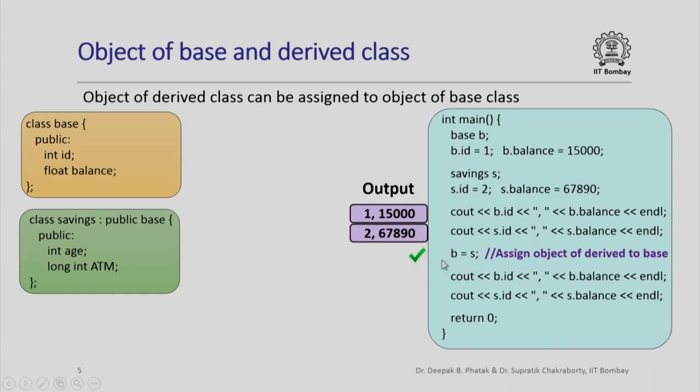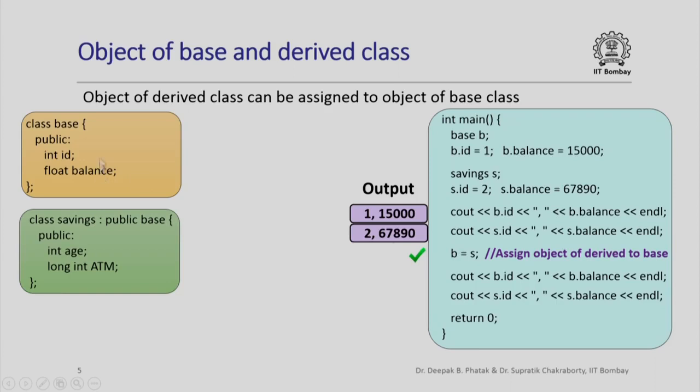After I do this assignment, the object B will get the values of the data members of the object S, but note that this object S will now be treated as an object of the base class. It is really an object of the savings class, but because the savings class is derived from the base class, this object can also be treated as an object of the base class, and in this assignment only the data members of the base class are going to be taken from the object S and assigned to the object B. If you think about it in terms of the operator equal to method invoked on the object B, that will also do the same thing.